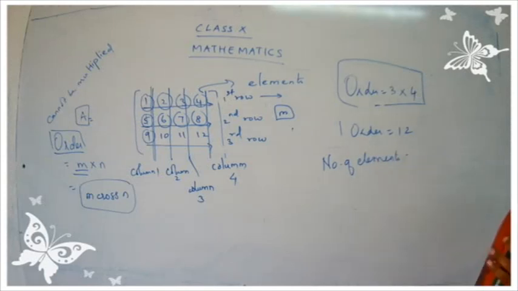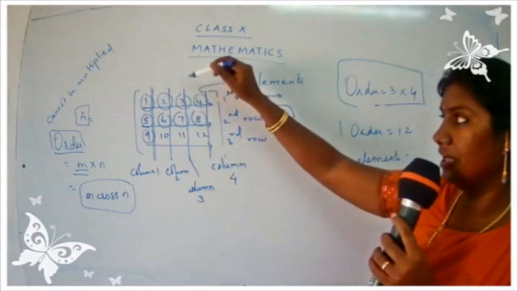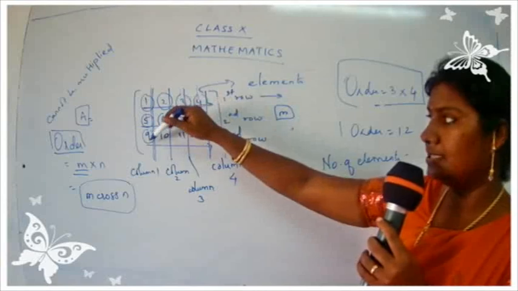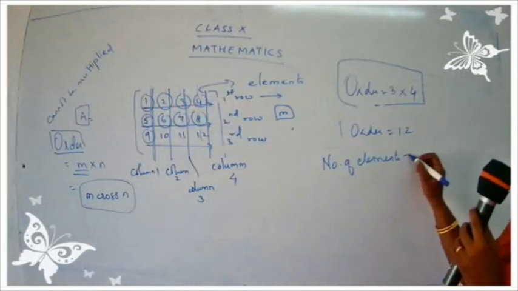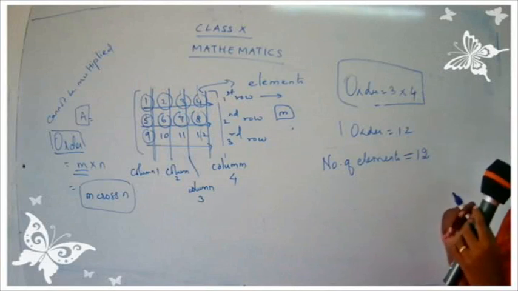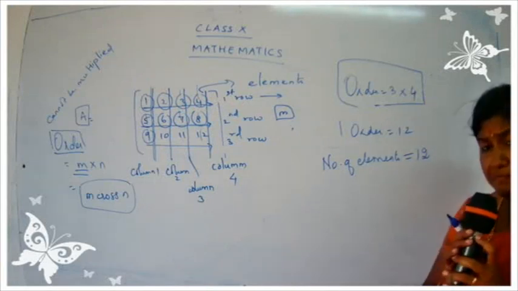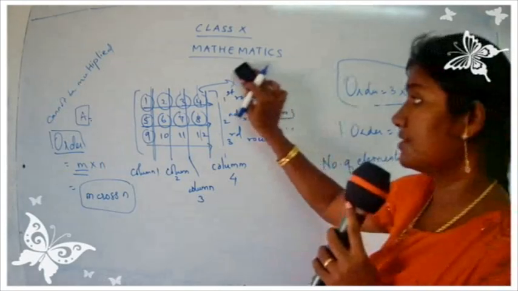I can count the number of elements. Yes, children? See, 1, 2, 3, 4, 5, 6, 7, 8, 9, 10, 11, 12. That means the total number of elements is 12. Yes or no? Okay.